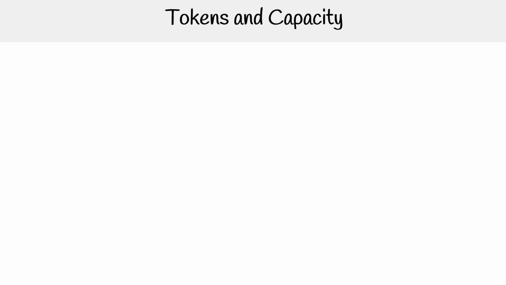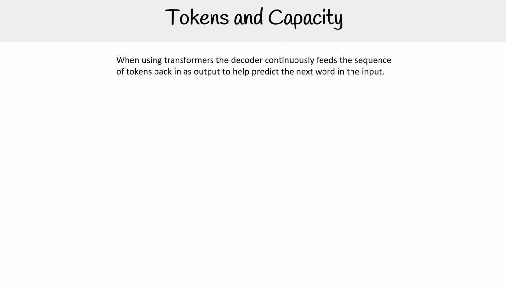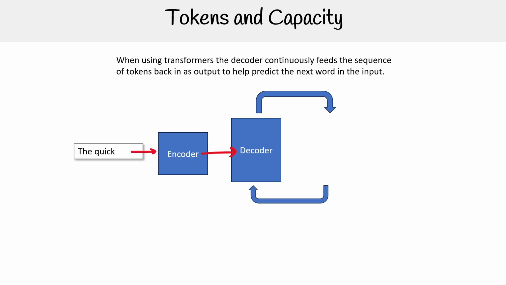Let's talk about tokens and capacity because it really matters how much you can produce. When using transformers, the decoder continuously feeds the sequence of tokens back in as the output to help predict the next word in the input. So, what are we talking about here?